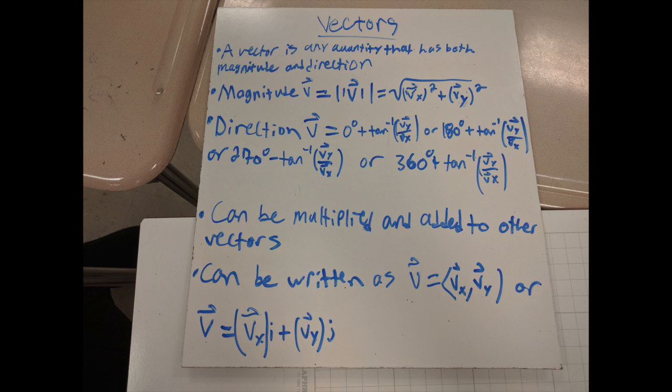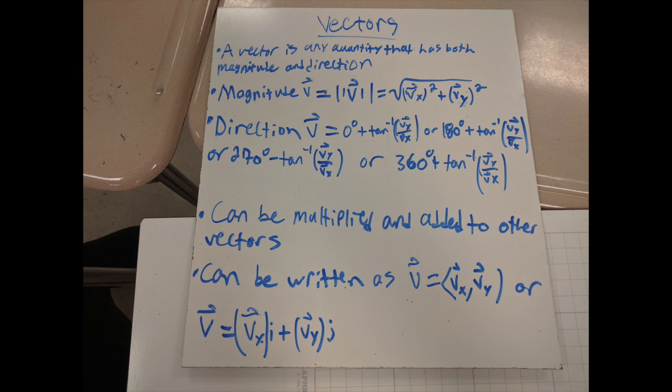A vector is any quantity that has both magnitude and direction. The magnitude of a vector is equal to the square root of the horizontal component of the vector squared plus the vertical component of the vector squared. The direction of a vector is equal to the inverse tangent of the vertical component of the vector divided by the horizontal component of the vector added to or subtracted from either 0 degrees, 180 degrees, or 270 degrees, depending on the quadrant that the vector lies in.